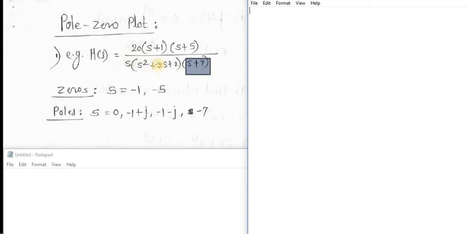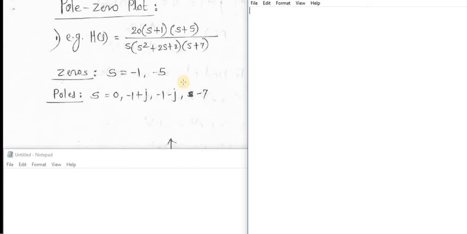Or if we find the roots of s² + 2s + 2, then also we get the other two values of s which will make the denominator 0, and those values are s equal to minus 1 plus j in this case, or s equal to minus 1 minus j in this case. This can be found by taking s² + 2s + 2 equal to 0 and then finding the roots of this equation.